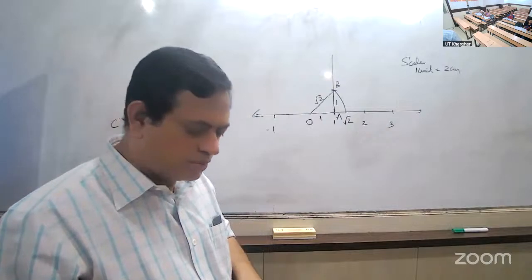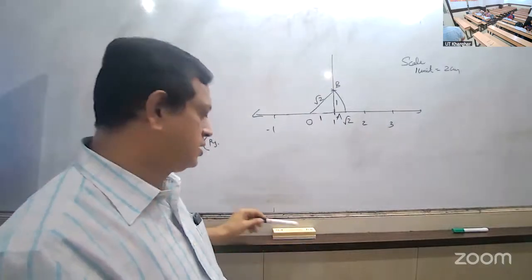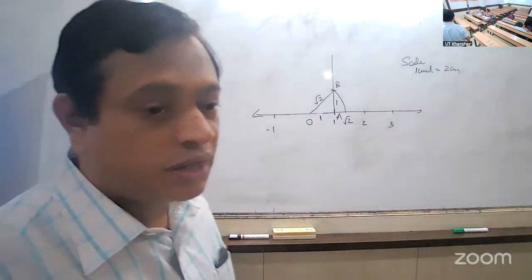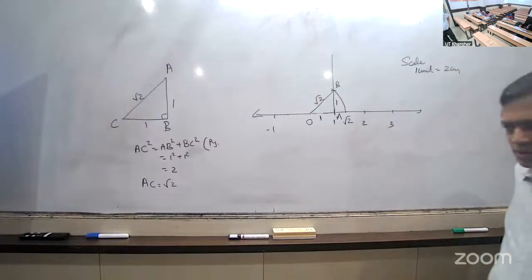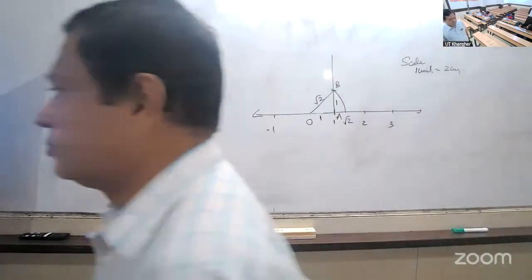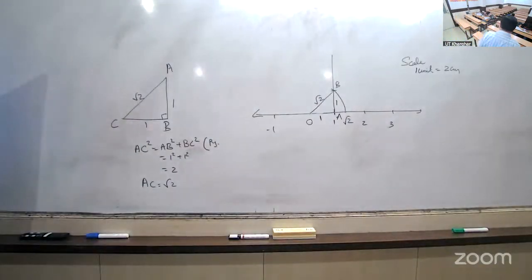How to represent root 2 on the number line. Right. Question, write down. Represent root 2 on the number line by taking 1 unit is equal to 2 centimeter.